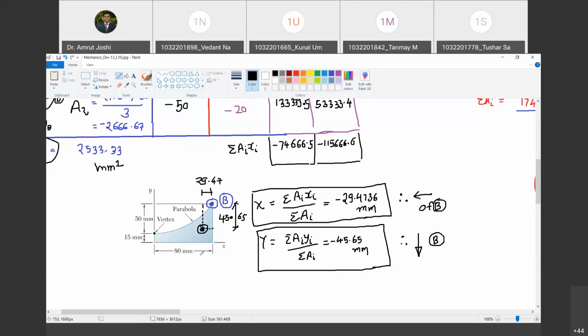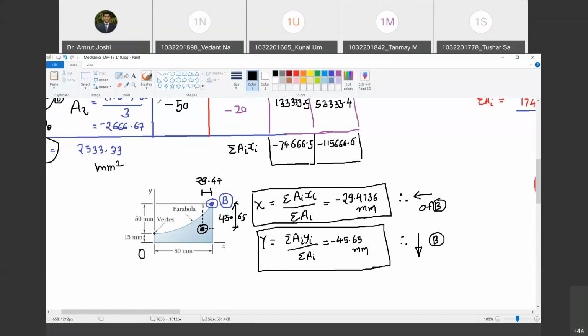Happy? Yes, sir. So area acts as a puller, or an attractive force for the centroid. It attracts the centroid towards it. Are you with me? Yes, sir. So this is the centroid. And now can you locate the centroid with reference to O?